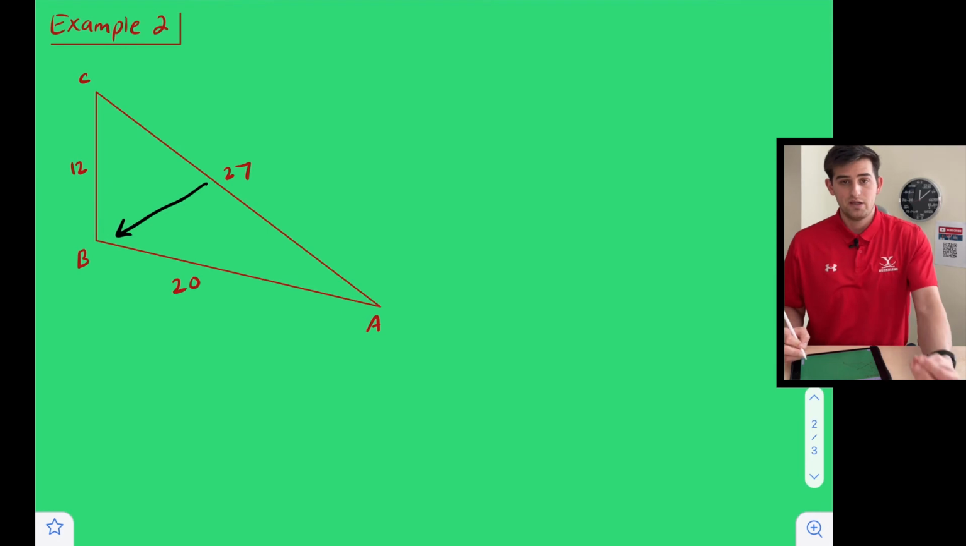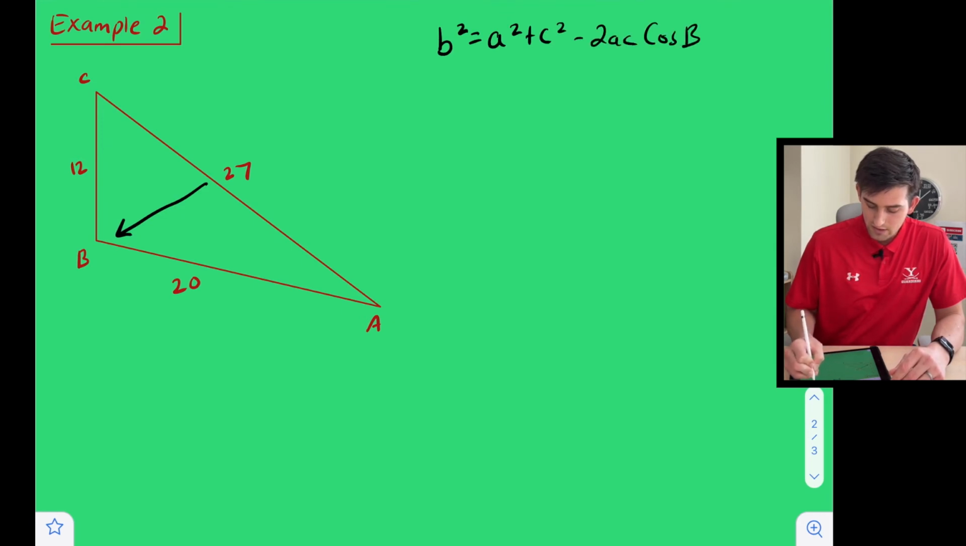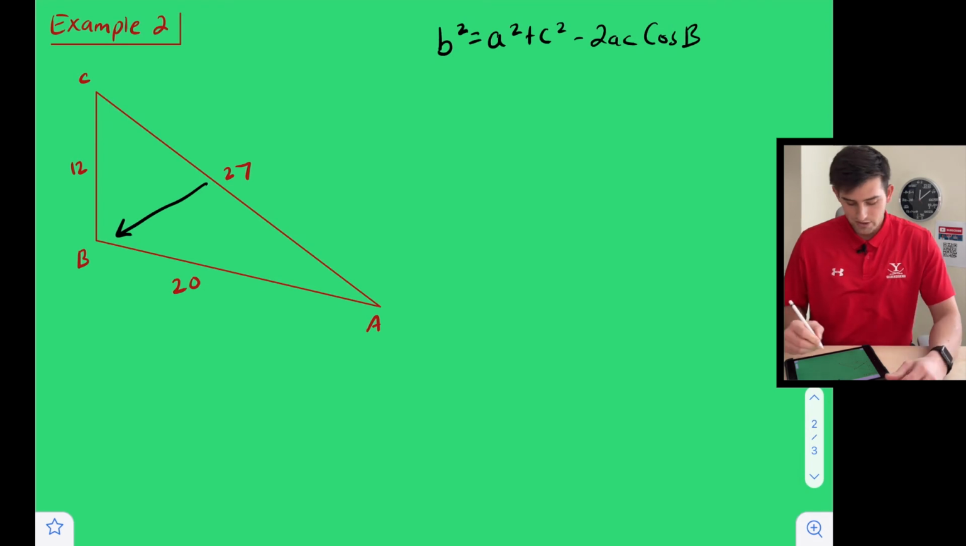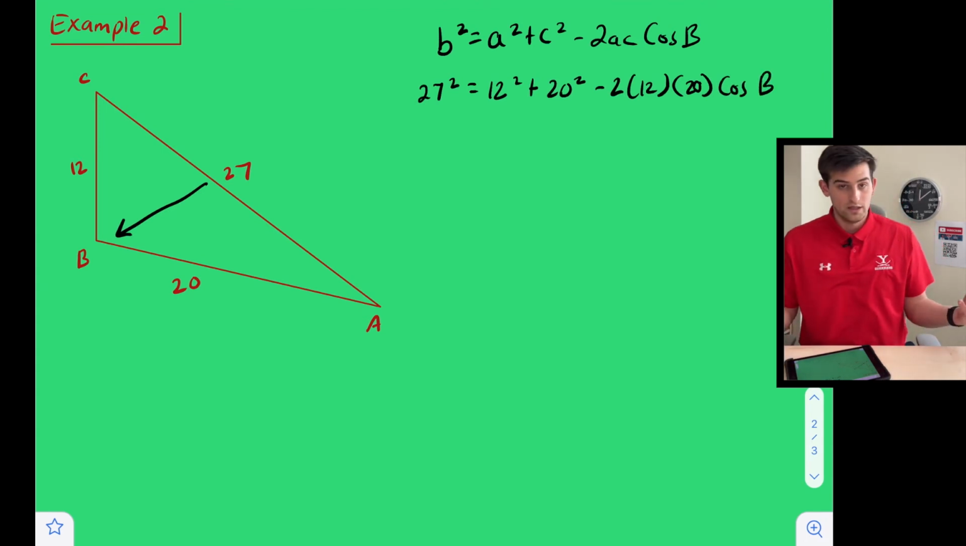So let's find angle B first, which means we're going to work with B squared equals A squared plus C squared minus 2AC cosine of B. And let's fill in our information. So side B is 27, side A is 12, side C is 20. So minus 2 times 12 and 20, and then cosine of B. We don't know what our angle is.